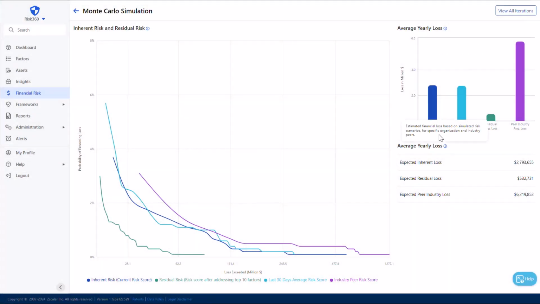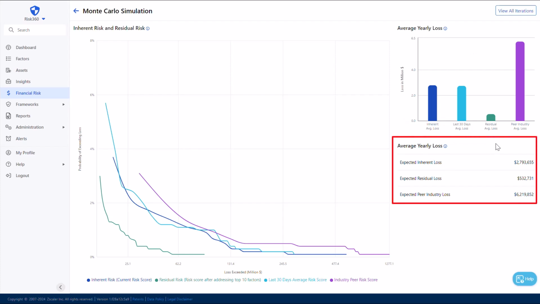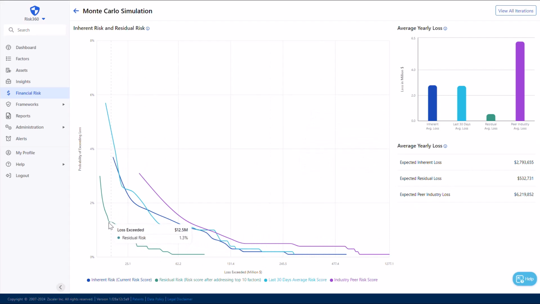We take the results and average them out, and that gives us the average yearly loss. We take the same simulation results and generate what we call a loss exceedance curve. What does it mean? This curve tells us the probability that the loss exceeds a certain amount.